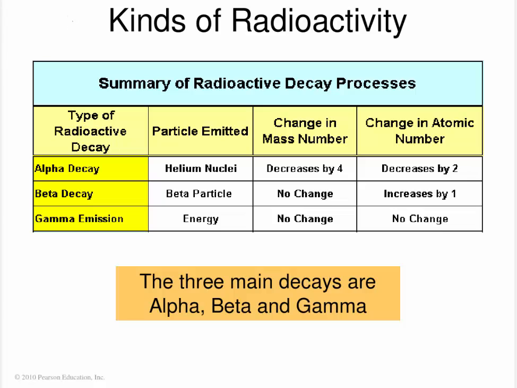Now, I went ahead and put together this nice little cheat sheet of the kinds of radioactivity and what's going to happen. Let's talk really quickly. Alpha decay spits off a helium nuclei. It's going to decrease the mass number by 4 and decrease the atomic number by 2. Beta is going to spit off a beta particle. Not going to change the mass. A neutron changed to a proton, but it is going to change the atomic number because we gain a proton. Gamma emission, that's the easiest one. It's just going to emit some energy, not going to change either one of these two.